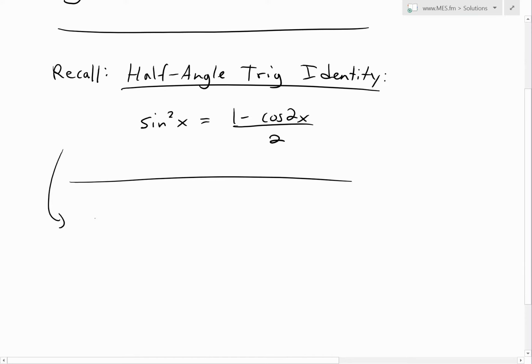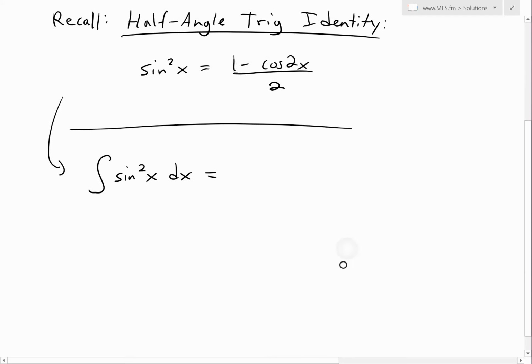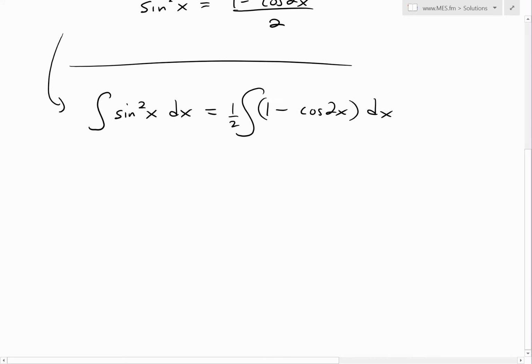So what we now have is the integral of sine squared of x dx is equal to the integral, and then we'll just take the 1/2 out of there, so 1/2 integral of 1 minus cosine 2x dx. Now we can easily integrate this, and this is just equal to, we'll take 1/2 out again. The integral of 1 is x. The integral of cosine 2x is going to be sine 2x, and then we have to divide by 2 because of this 2 in there.